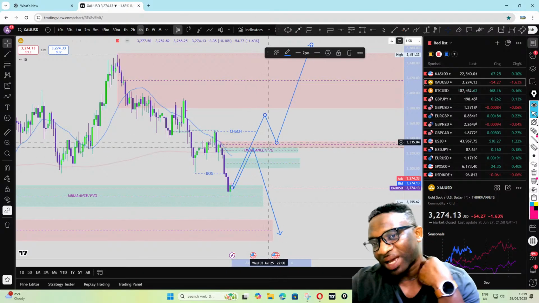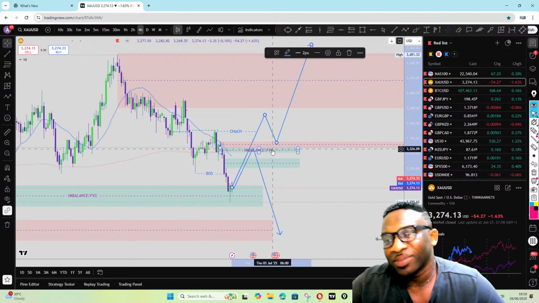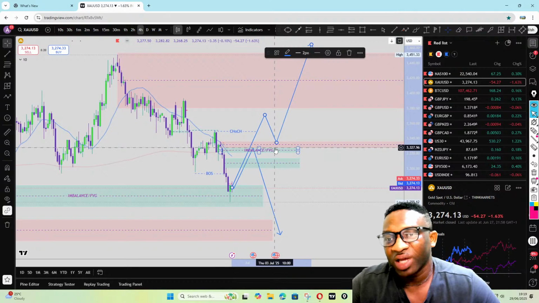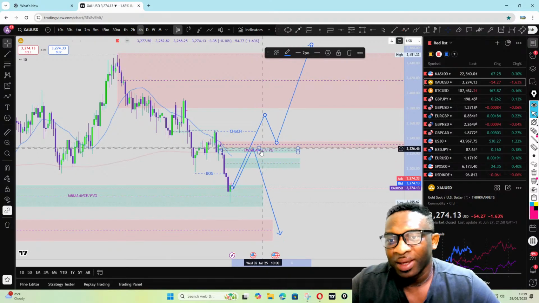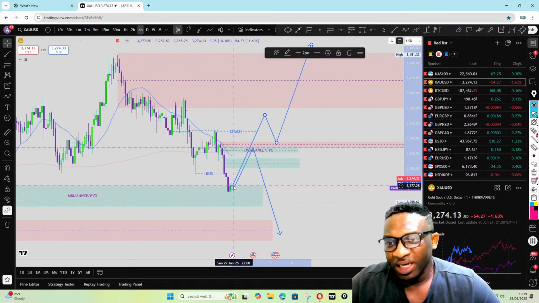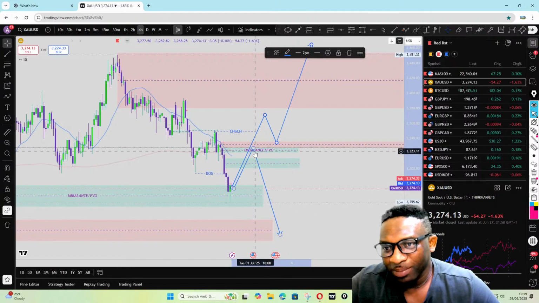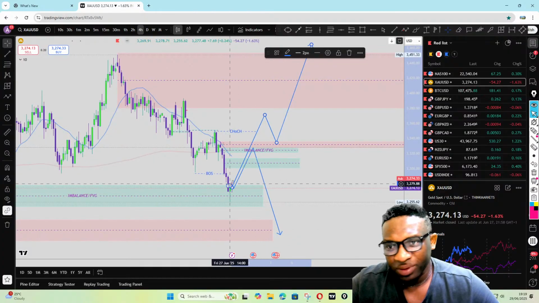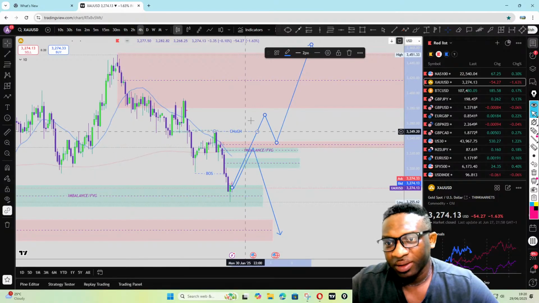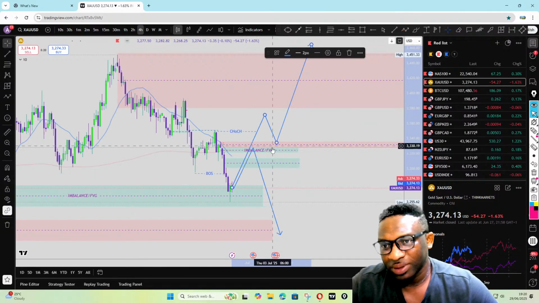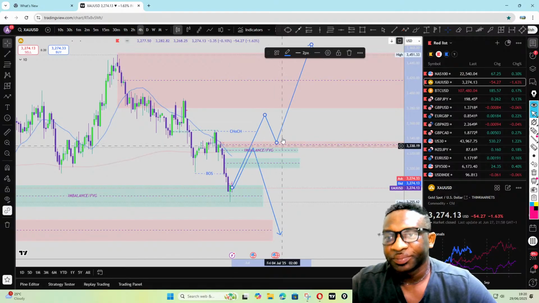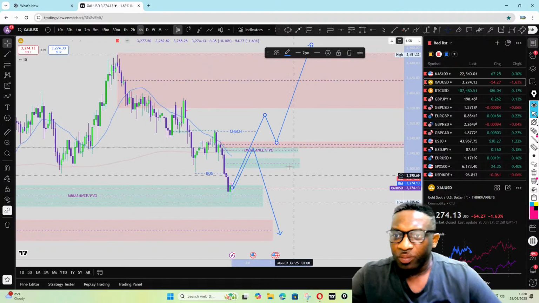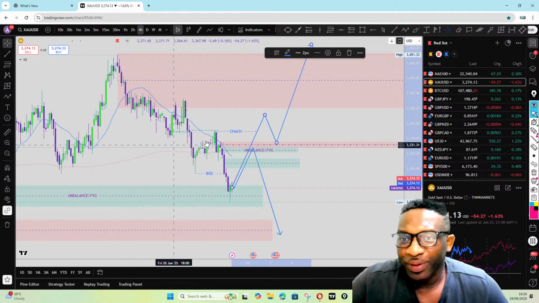So once it breaks above this area, it now becomes an inversion fair value gap or an inversion imbalance. Initially we expected it to tap into the imbalance and then turn around and go to the downward side or the bearish side. But if that doesn't happen and it breaks above it, what will happen is it comes back to retest this area and then shoots off. So those are the scenarios on the 4-hour time frame.